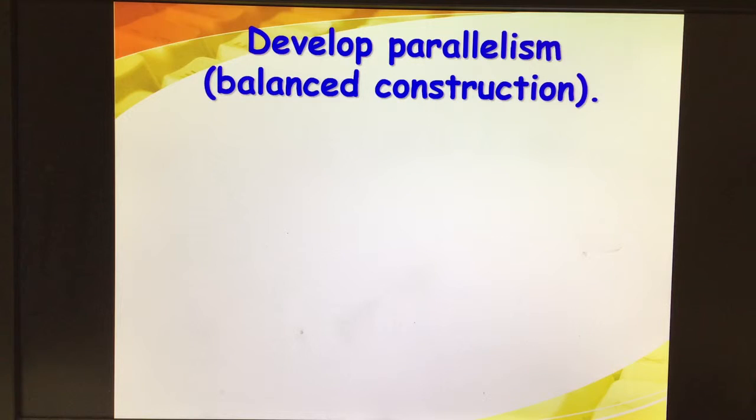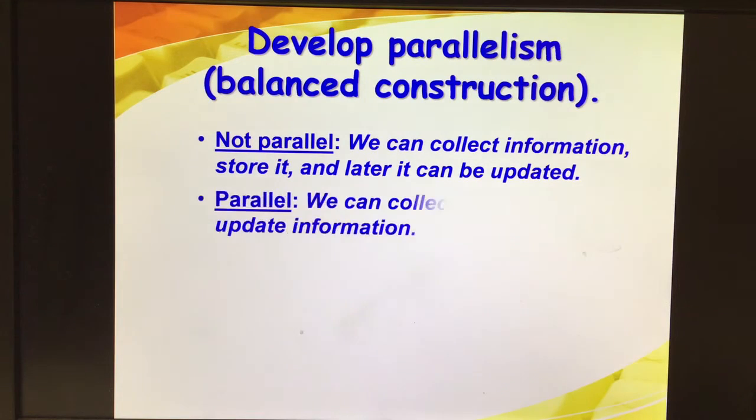Develop parallelism, something we talked about even in class today. Notice the series here. When we talk about parallelism, we're generally speaking about a series of actions or phrases and how we can achieve balance so that it's easier to see the relationship between those phrases. We can collect information, store it, and later it can be updated. Well, instead, how about saying we can collect, store, and update information?